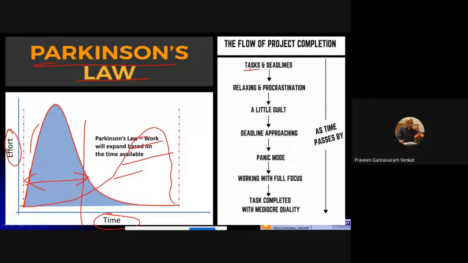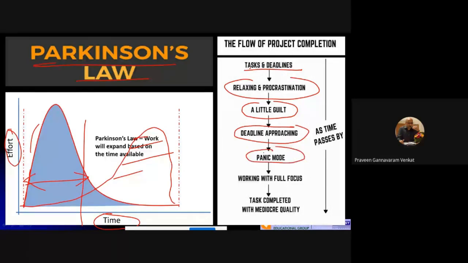Here, with tasks and deadlines, if you are relaxing, then little time is left and the deadline is approaching, panic mode will be there. You work with full focus, and the task will be completed with mediocre quality, meaning low quality. So you have to complete the task within the time frame. Initially you have to work hard, and later you can relax. This is Parkinson's law.